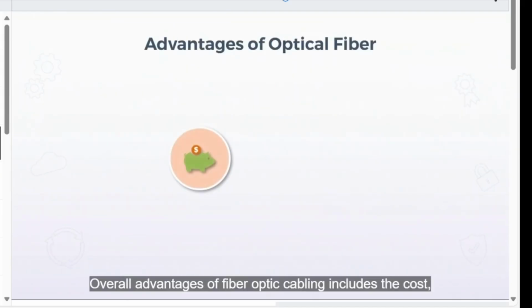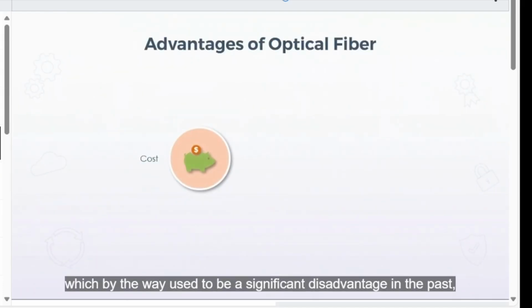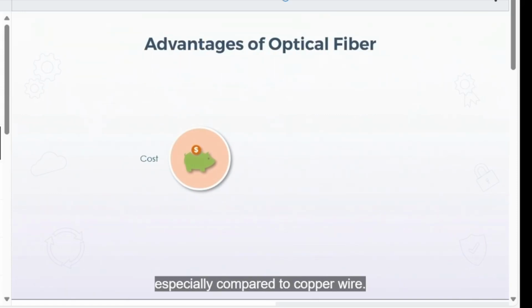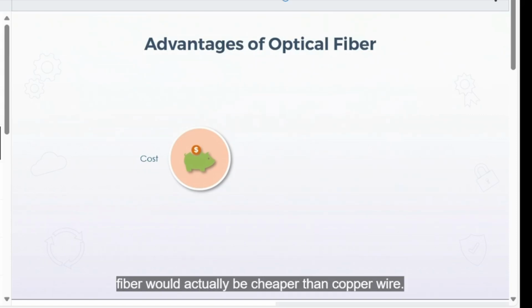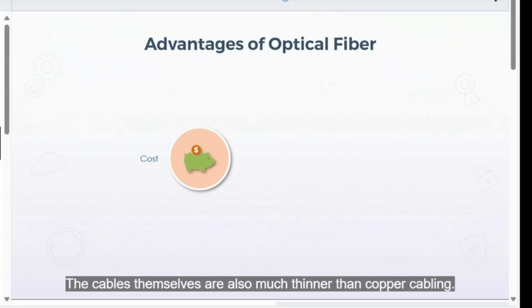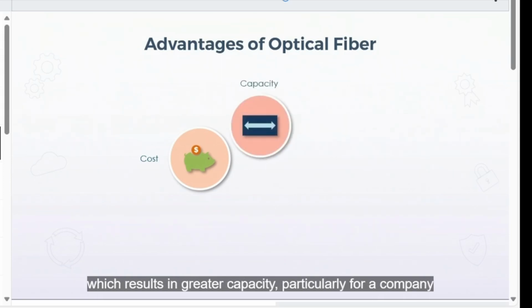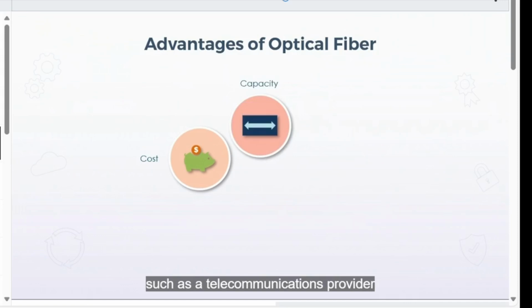Overall advantages of fiber optic cabling includes the cost, which, by the way, used to be a significant disadvantage in the past, especially compared to copper wire. But given the prevalence of fiber these days, the cost has come down significantly, and since fiber optic cables can inherently carry data over very large distances, when it comes to long, continuous runs, fiber would actually be cheaper than copper wire. The cables themselves are also much thinner than copper cabling, so more cables can be bundled together within the same space, which results in greater capacity, particularly for a company such as a telecommunications provider who has to provide services to many customers.